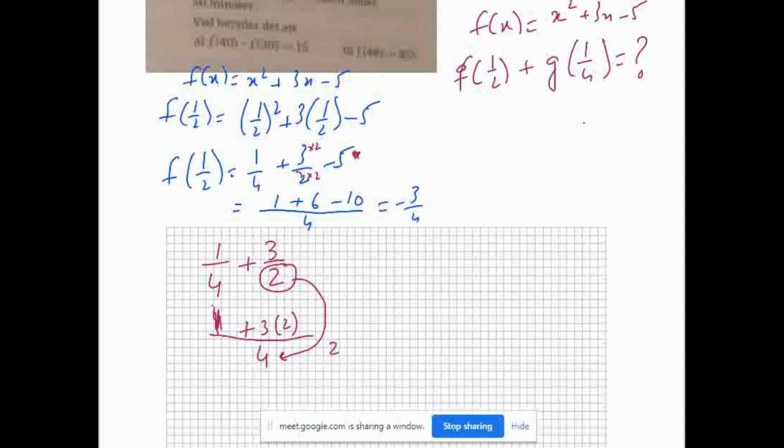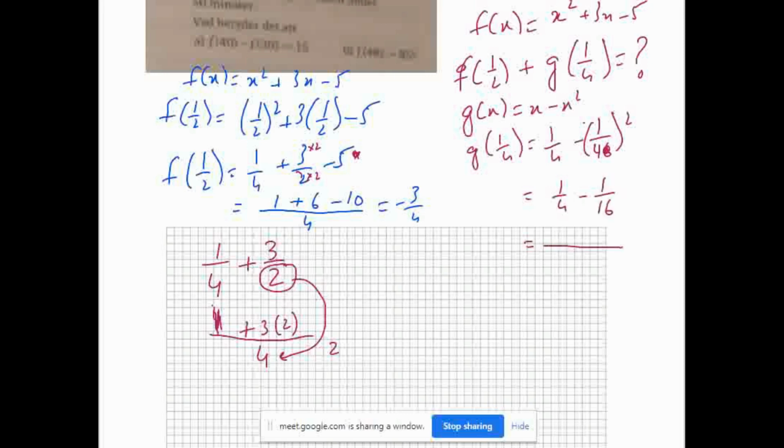Now similarly, as we can see that g of x is equal to x minus x square, so g of 1 by 4 will be equal to 1 by 4 minus 1 by 16. As we can see, it's 1 by 4 whole square, so 1 by 4 minus 1 by 16, and if we take the LCM, or multiply it with 4, this will be 16, and 4 minus 1, so this will be 3 by 16.